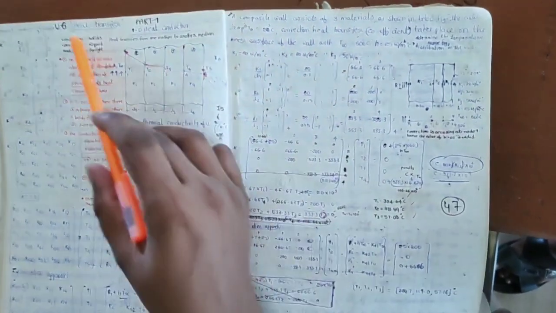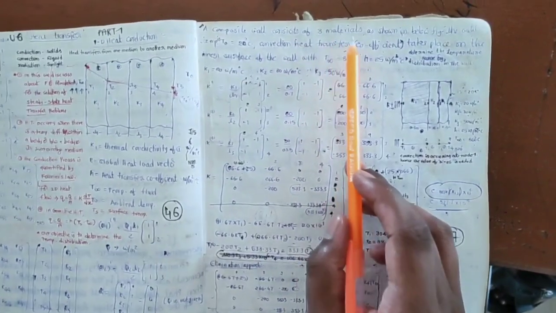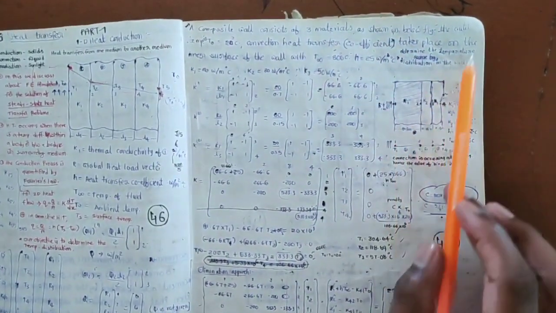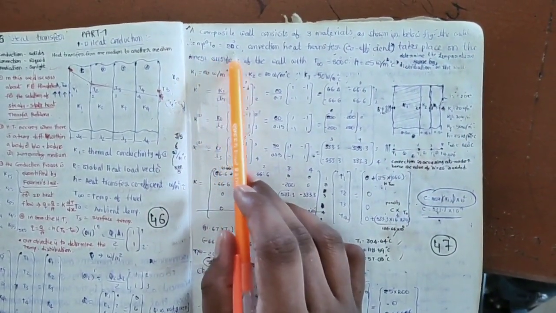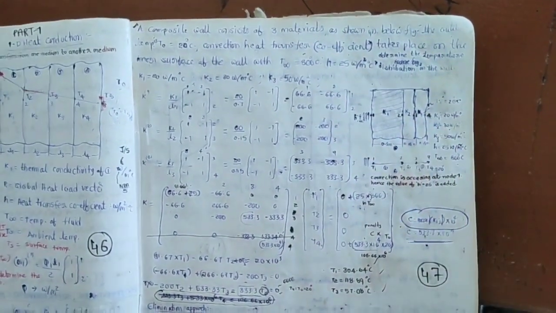Problem on the earlier concept. A composite wall consists of 3 materials as shown in the figure. The outer temperature is T naught, 20 degrees centigrade. Here the outer temperature is given as 20 degree centigrade.